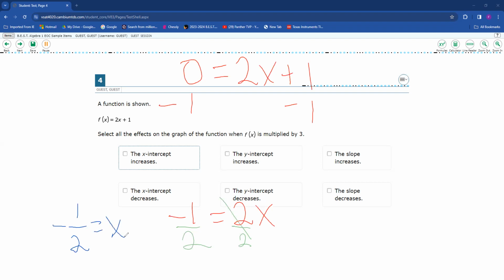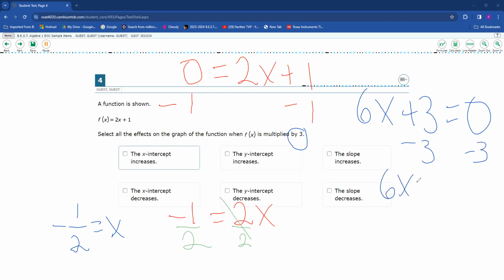When we multiply times 3, 3 times 2 is 6, so this is 6x plus 3. Again, it's going to be equal to 0 to find the x-intercept. So to find the x-intercept, y is 0. Let me subtract 3 from both sides, and we get 6x is equal to negative 3. Divide by 6, and x is equal to negative 3 over 6.